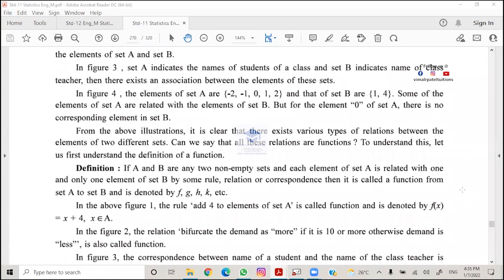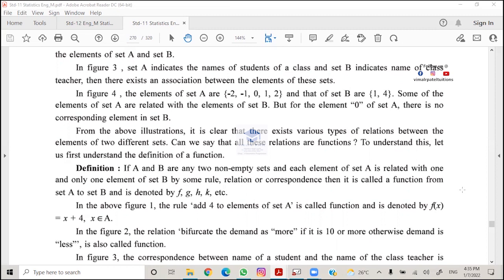Non-empty set means which are having a certain number of definite members. Empty set is a null set. So if A and B are two non-empty sets and each element of set A is related with one and only one element of set B by some rule, by some relation or some correspondence, then it is called a function from A to B. It is denoted by F, G, H, K, or generally F, function of X.